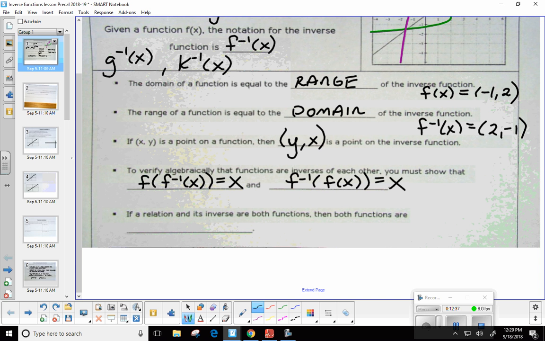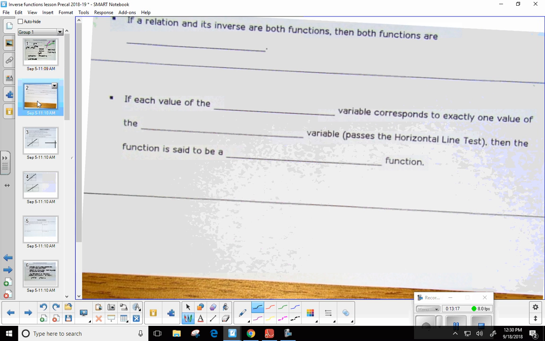If a relation and its inverse are both functions, then both functions are... And very few people in pre-cal got this one. We use this when dealing with the horizontal line test. It's just a little phrase. Has anybody ever heard of the horizontal line test before? So a few folks, okay. Hopefully you'll recognize it. If not, that's okay. We call this one-to-one. Does that sound familiar? One-to-one is always hooked with what we call the horizontal line test. And I'll show you what that means in just a second. All right, so one-to-one. And then we have our last blanks here.